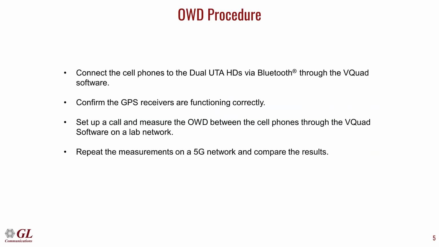First, we will connect the cell phones to the Dual Utah HDs via Bluetooth through the V-Quad software. Next, we will confirm that each V-Quad system is receiving the GPS signal from the GPS receivers. Then, we will set up a call and measure the one-way delay between the cell phones in an isolated lab network. Finally, we will repeat the one-way delay measurements on a commercial 5G network and compare the results.